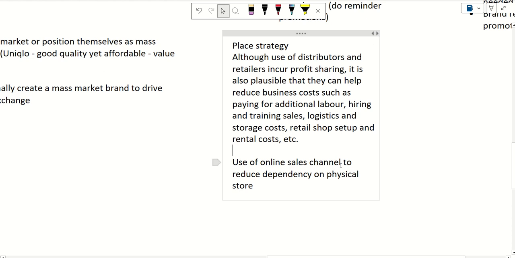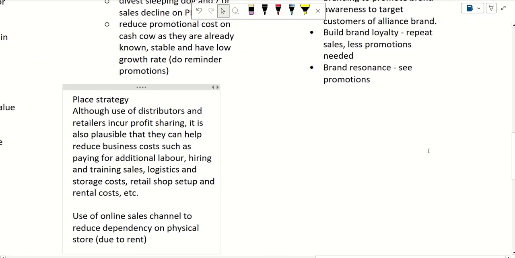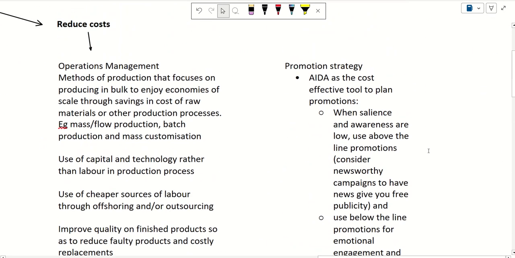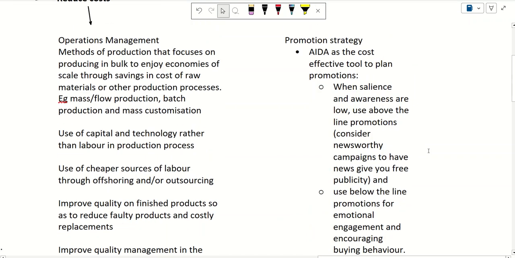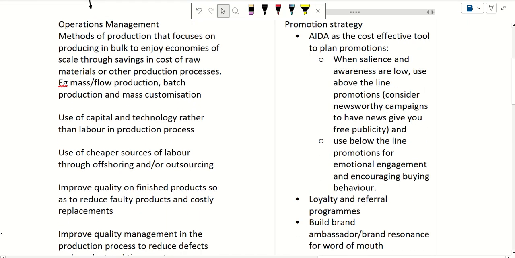Definitely, online sales channel is much, much cheaper than relying on physical stores due to rent. And you know that rent is going up. It always goes up, physical store rent, right? Especially in key retail places, popular retail places. All right, let's look at promotion strategy.